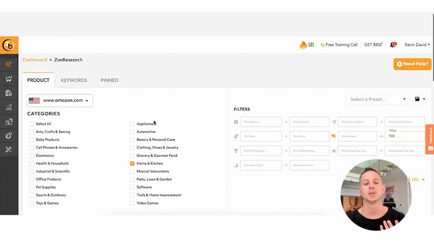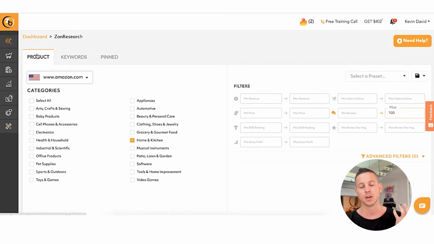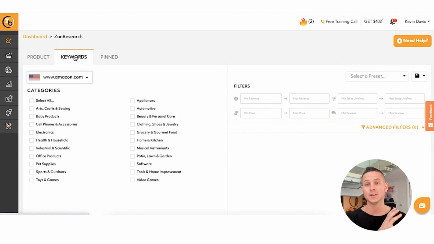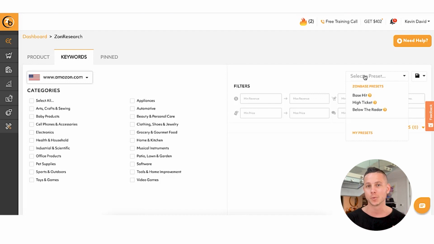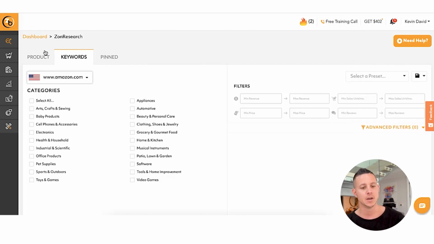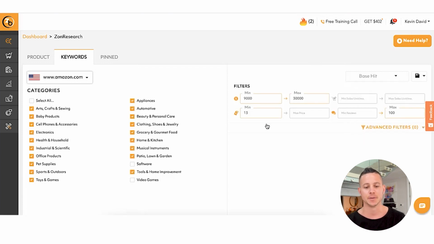And so the problem that a lot of beginners have when they're searching under products is they'll find one successful product, right, but the other products in the niche are extremely high competition. And so what we're gonna do by using keywords is, instead of potentially finding one product where the rest of the products in that niche are very competitive, what we wanna do is find a niche itself that is not competitive, right? So what we're gonna do is click keywords here, and then we're gonna go to select a preset and click base hit, right?